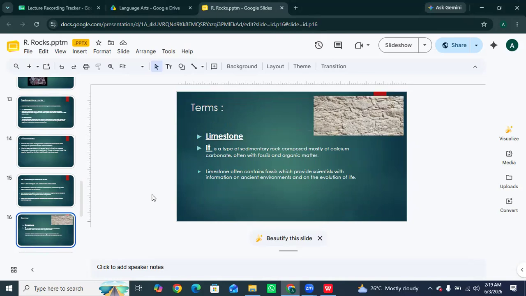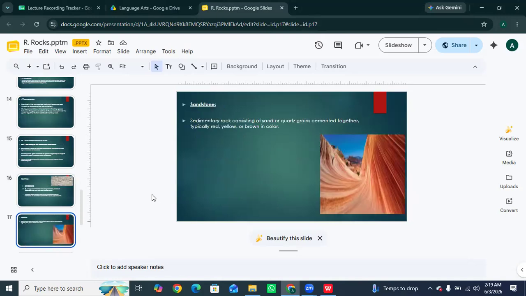So basically, limestone is a sedimentary rock made mostly of calcium carbonate, and it often contains ancient organic matter and fossils. These fossils help scientists study old environments and how life evolved. In simple words, limestone is a rock made from old ocean shells and skeletons packed together, because it holds onto fossils and acts like a history book for scientists.